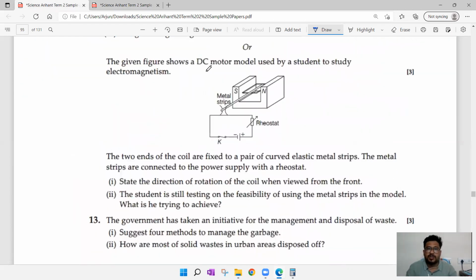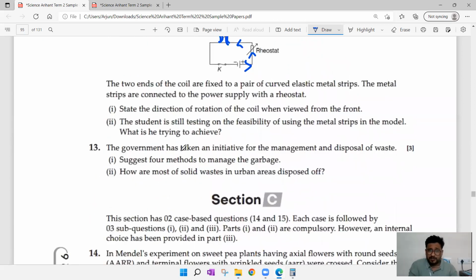Now, the given figure shows a DC motor model used by a student to study electromagnetism. That's fine. There is a magnet and a coil attached to metallic strips, nothing but split rings, and then it is connected to the cell. This is negative, positive. Now the current is going like this, right? Next, the two ends of the coil are fixed to a pair of curved elastic metallic strips. The metallic strips are connected to the power supply with the rheostat. That's fine. Next, let us see the questions.